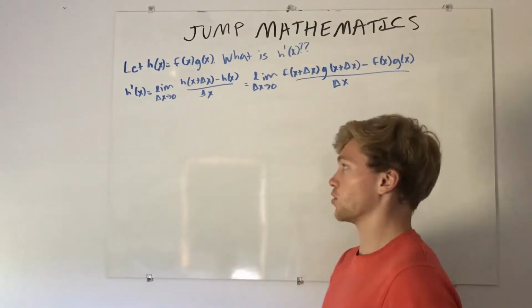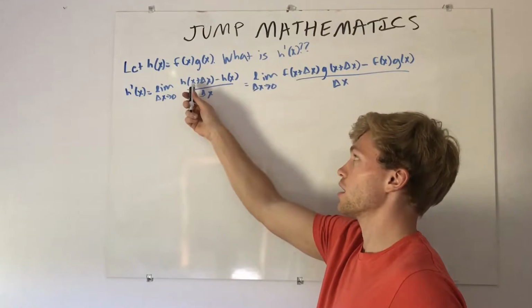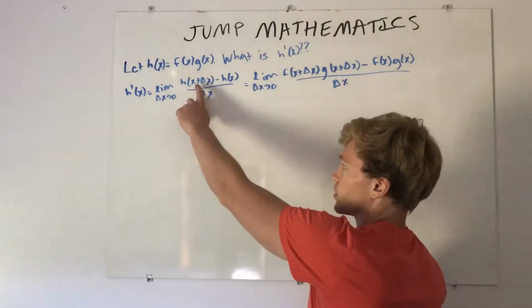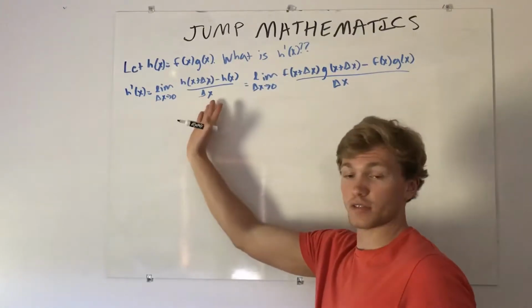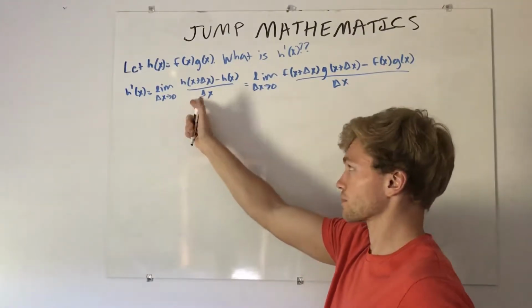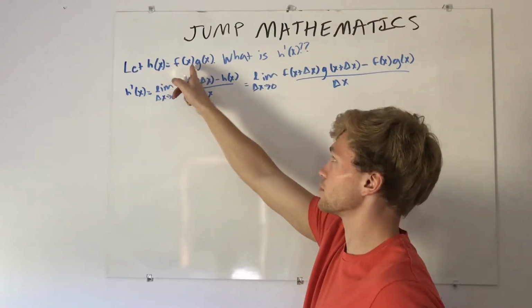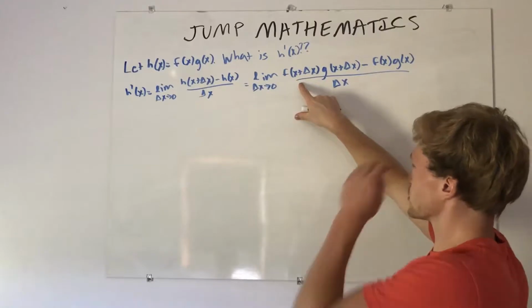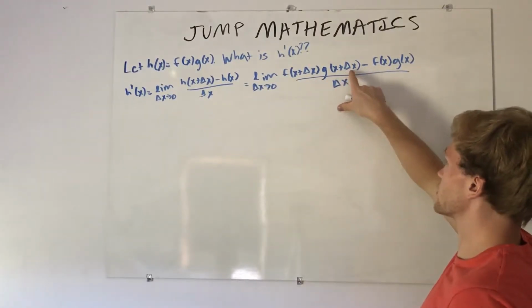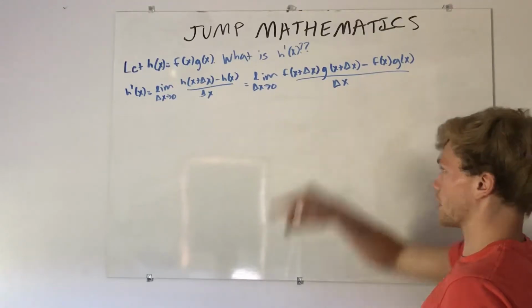So the first thing that we're going to do, of course, is write down h prime equals the limit as delta x goes to 0 of h of x plus delta x minus h of x over delta x. The difference quotient. We've seen this a lot of times now. So then what I did is I plugged in f of x times g of x for h of x. So I have f of x plus delta x times g of x plus delta x minus f of x times g of x all over delta x.